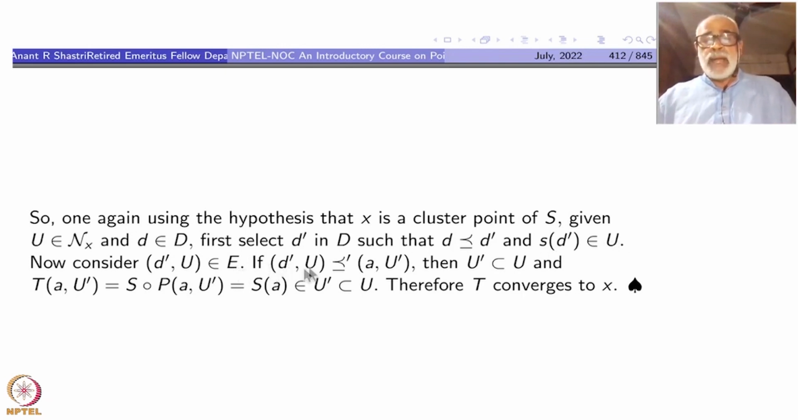If (d', U) is less than or equal to (a, U'), take any member which follows (d', U), then U' will be a subset of U. T of (a, U') by definition is S composite P of (a, U'), which is nothing but S of P(a, U'). P(a, U') is a. It's S_a. S_a is inside U', because once a is bigger than this d', it will be inside U. Over. Therefore, T converges to X.